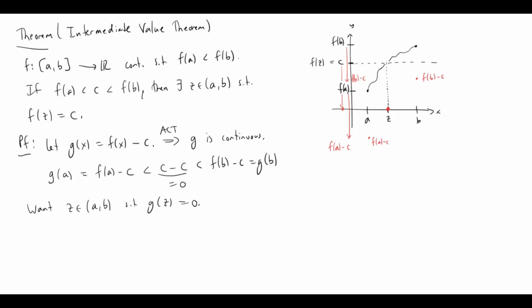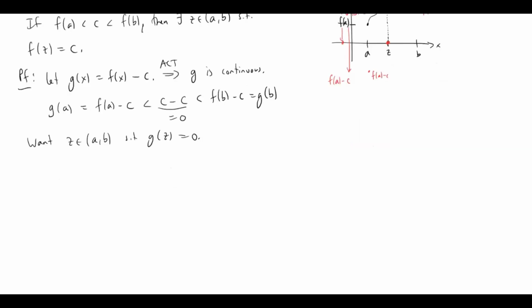Okay, so we should be able to get this argument out. What are we going to do? We're going to make a set, and here's the set. I take all the points between A and B, but I only look at the ones where G of those points is non-positive. So I'm looking at all points X between A and B such that G of X is less than or equal to 0.